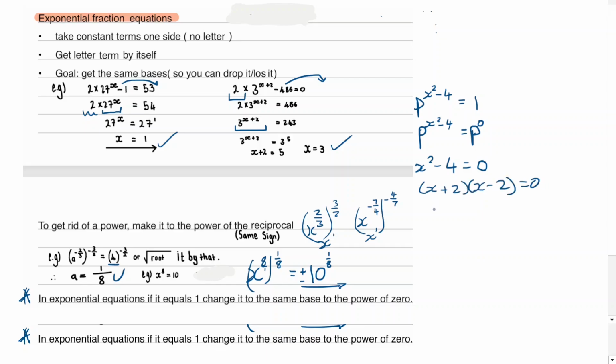So if you ever see a question that equals 1, remember this trick, and I can come back to it and make it whatever the base was on this side. If this was 5 to the x squared minus 4, then I would make this 5 to the 0. And that's how you solve these types of equations with exponents.